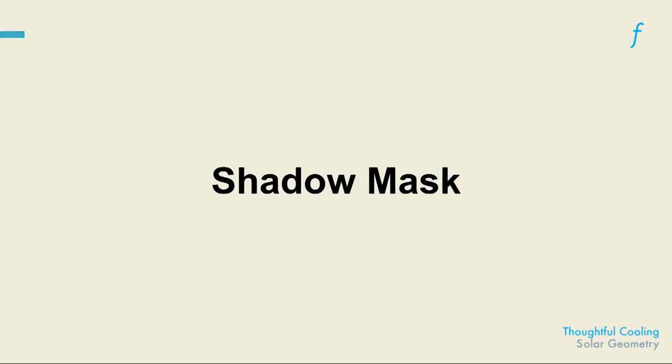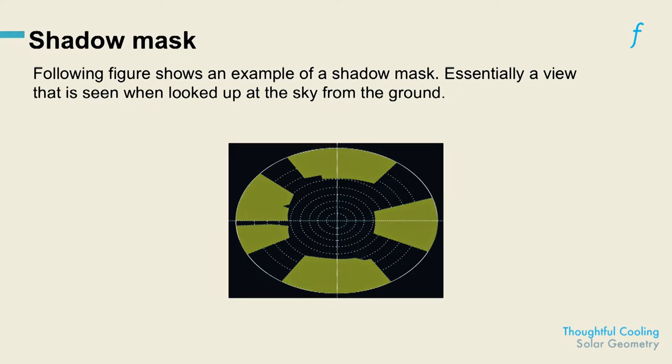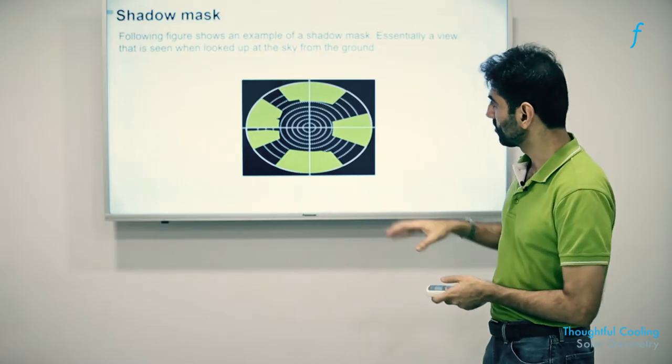So that exercise is called the shadow masking exercise. And it is actually a misnomer. It is not about the shadow. It is actually about the permanent obstruction of the sky because of certain objects. We will learn more about this concept in the next couple of slides. All right. So what is the shadow mask, as it's called, or a better term for that would be a permanent obstruction diagram. Let's demystify it.